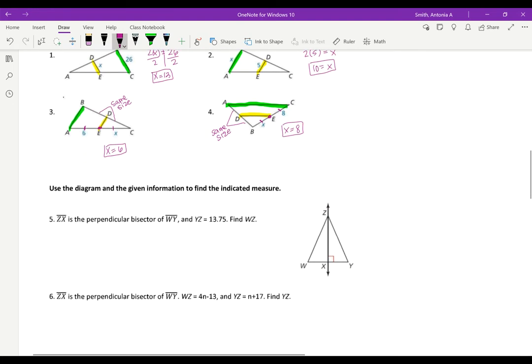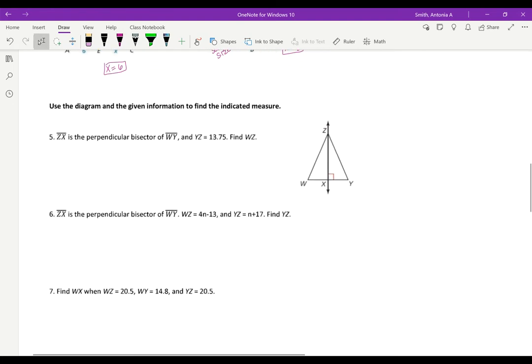Okay, now let's talk about a perpendicular bisector. So now we're going to use this diagram to the right here and the given information to find the indicated measure. Each of these problems is going to be talking about this picture. Number 5 says that ZX is the perpendicular bisector of WY. Perpendicular bisector, I'm going to highlight that. And YZ equals 13.75. Find WZ.